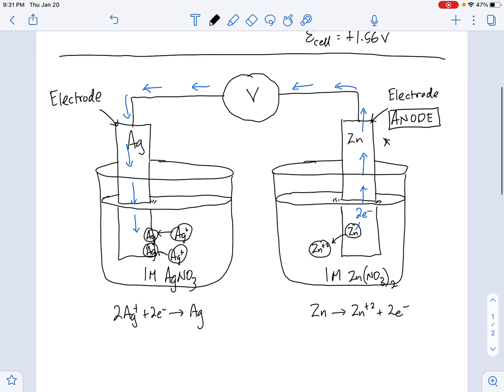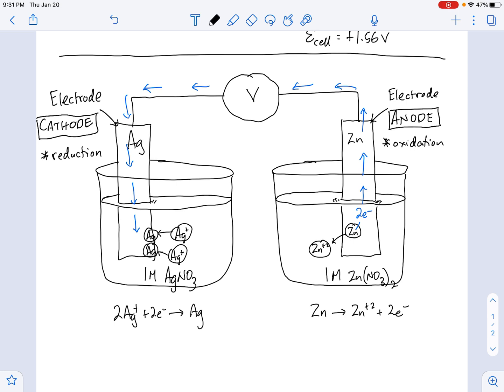The anode is the electrode where the oxidation is occurring, and it's always that, and it's kind of a standard. And then the electrode where the reduction is occurring is called the cathode. So you've got like an anode beaker and a cathode beaker, and the anode beaker is where the metal is oxidizing, and over in the cathode, that's where the metal ions are reducing.